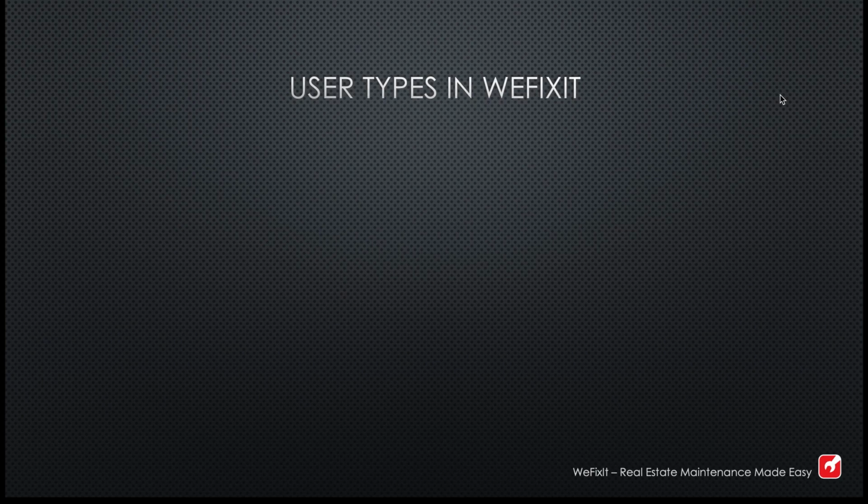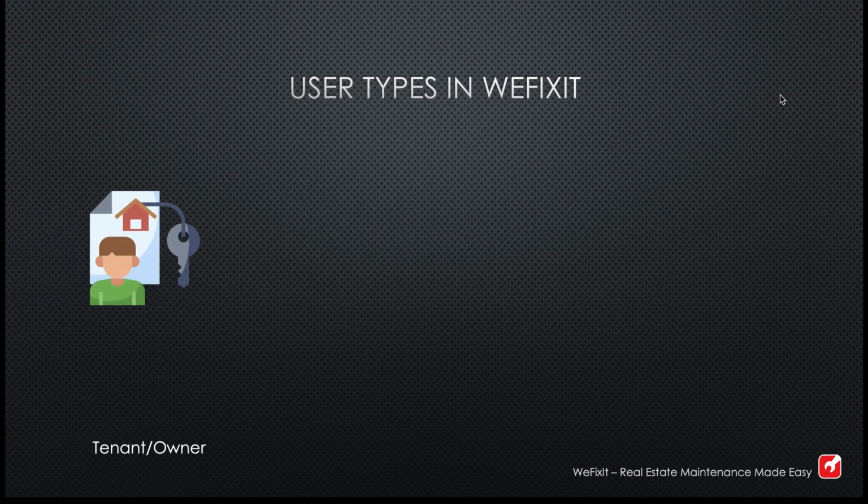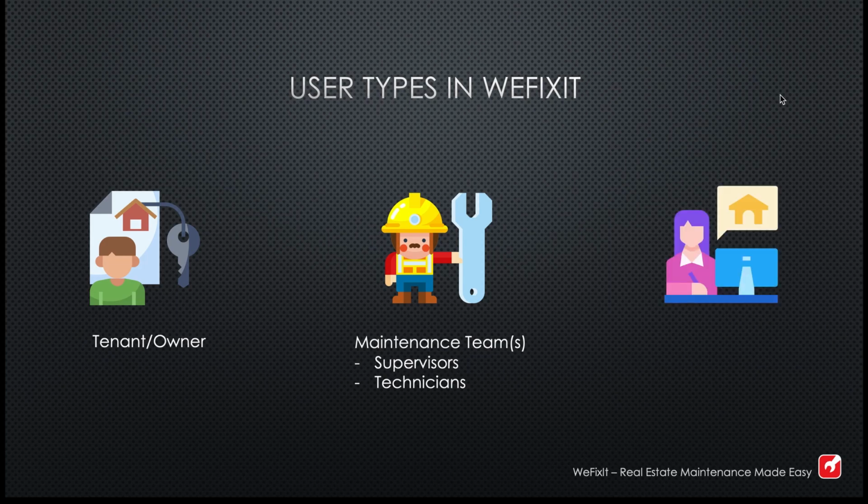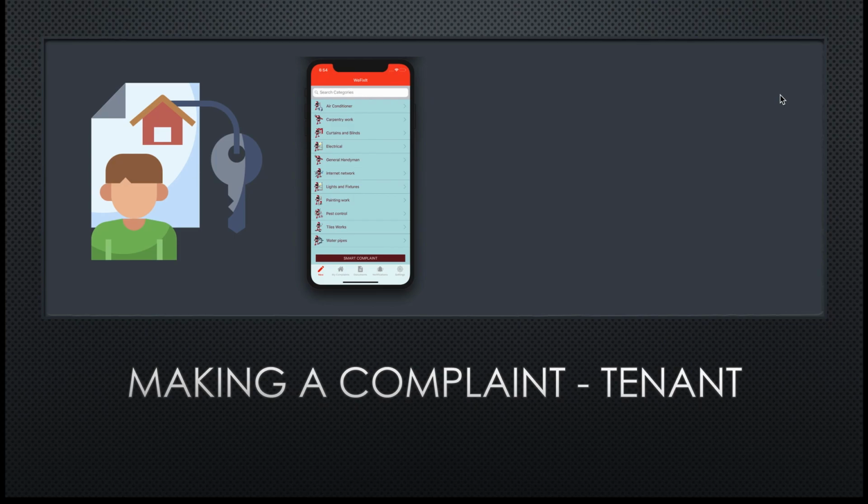User types in WeFixIt. The first user type is tenant or owner. They are the people who make the complaint. Like if something is not working, for example AC is not working, or there is a water leakage or plumbing issue in their apartment or shop. Then we have maintenance teams, and these teams can be one or more. Maintenance teams contain supervisors and technicians. The third user type is real estate management companies or facility management companies, and these companies have admins and assistant admins.